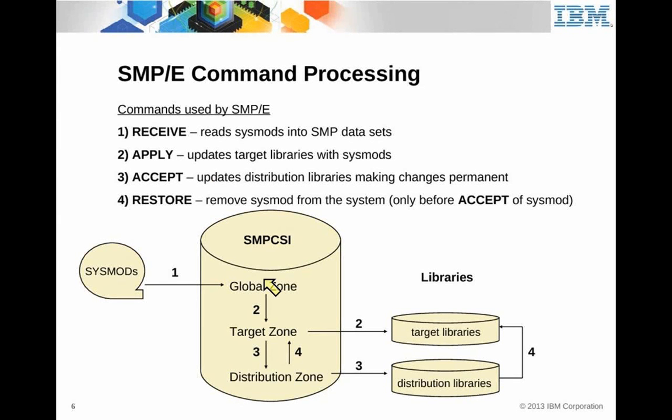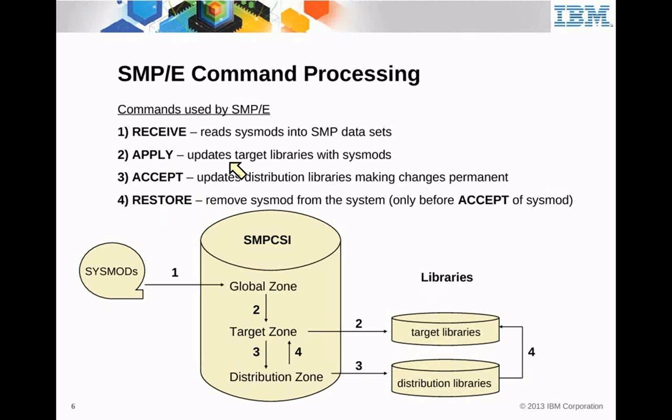So here's a scenario. I do the apply, I'm running with it, and I realize, oh, I don't like what I applied here. That created me a bigger problem. I need to back that out. So what you can do is you can do a restore. A restore takes what was in the distribution zone and overlays what was in the target zone and actually copies the distribution module into the target library area. So you've, in effect, backed it out with the restore command.